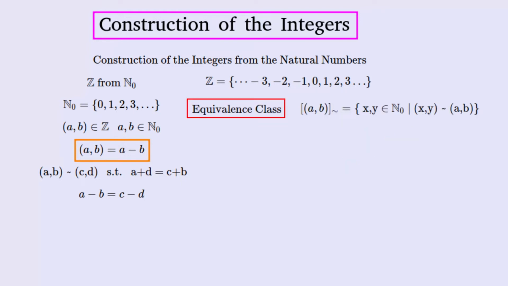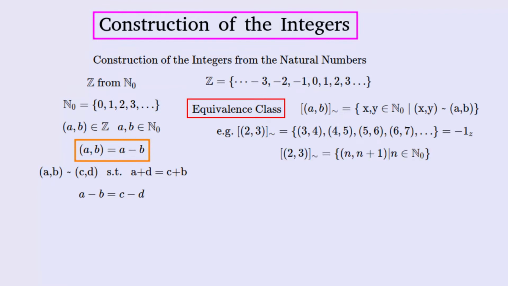This relation causes two ordered pairs of numbers to be equal as integers. An equivalence class is a set containing all of the ordered pairs that are equal as integers. This set is the integer itself. So this is what this integer is. It's all of these ordered pairs of natural numbers, so that the first minus the second give the same number. In this case, it is 2 minus 3 is equal to minus 1. This is a much neater way of describing this set. The second number is always one larger than the first. We can also write the equivalence class using bar notation, which we won't use here.